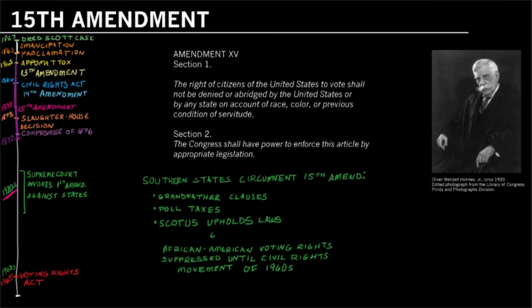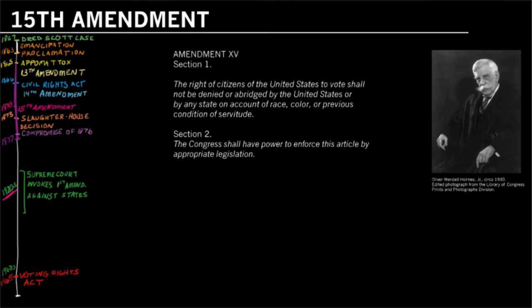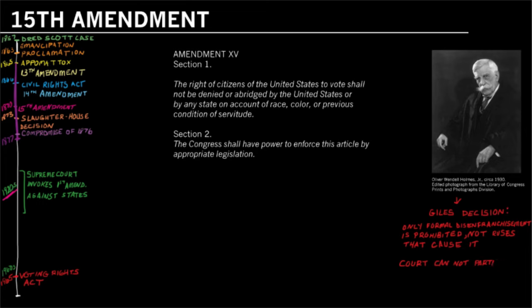Under what ground did Oliver Wendell Holmes and others sort of overturn what is the clear intent of this amendment? Well, it was an amazing decision. It was called Giles, the Giles decision, and Holmes basically said only formal forms of disenfranchisement are prohibited by the amendments. Ruses that have the effect of disenfranchisement aren't covered. And then he said, basically, if the Southerners are perpetrating a fraud on African American citizens, the court can't be a party to the fraud by presuming to strike it down. It was a really striking and appalling decision.